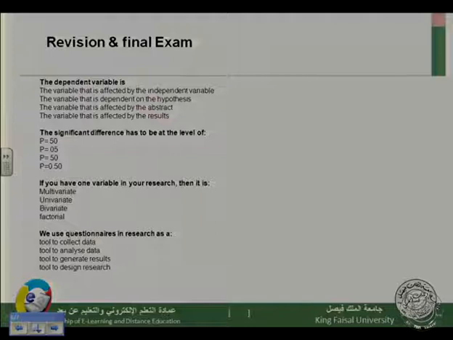So these are just examples of how the final exam will be, and hopefully it will be very easy.